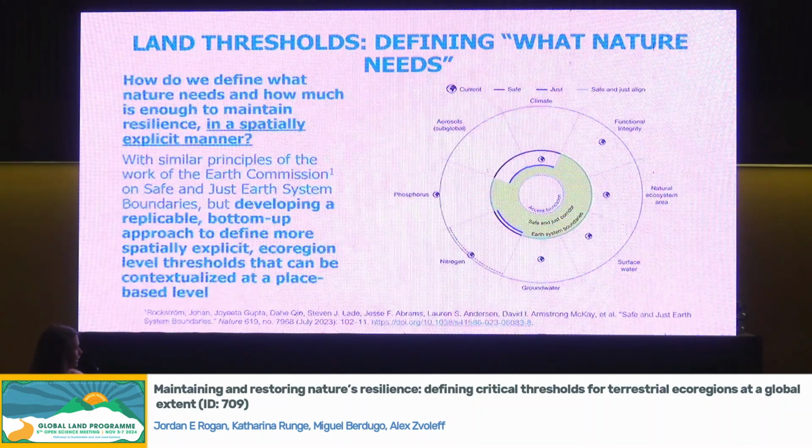Okay, so kind of zooming out a bit, when we're talking about defining what nature needs, we're really zooming in on that spatially explicit level. So it has similar principles to the work of the Earth Commission on those safe and just Earth system boundaries, but we're really trying to get down to this bottom-up, replicable approach that defines at that ecoregion spatially specific scale what these thresholds are, if they exist, and whether they can also be contextualized at that place-based level.